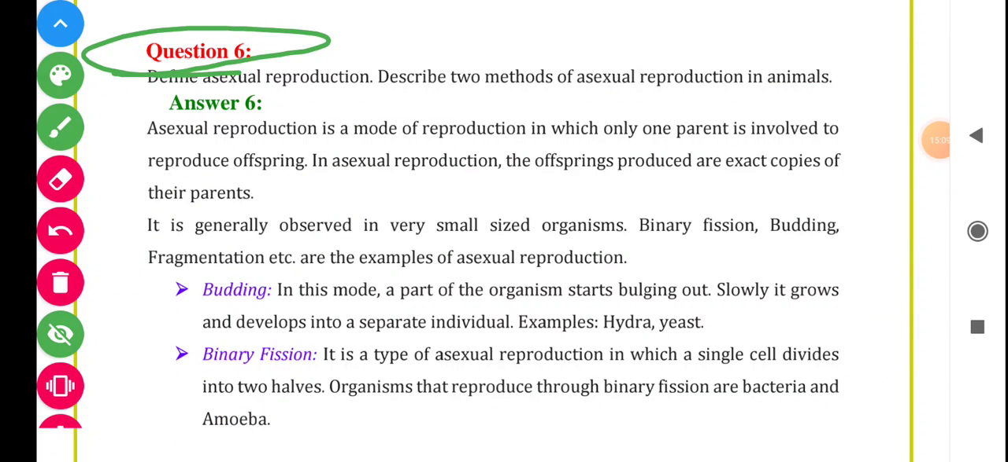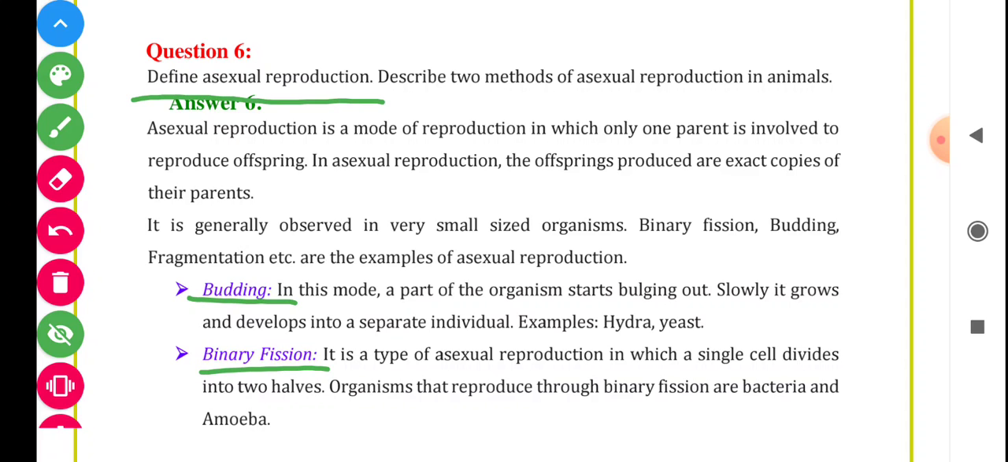Question number 6. Define asexual reproduction and describe two methods of asexual reproduction in animals. So which are the two processes that are considered in the asexual mode of reproduction? It is budding and binary fission. Basically, these are the two processes that we studied earlier in this lecture. And the definition of asexual reproduction is a type of reproduction in which only one parent is involved in reproducing offspring. It is called asexual reproduction.